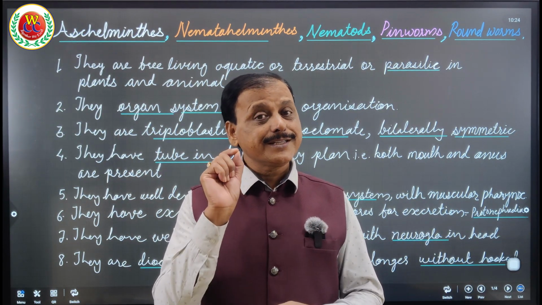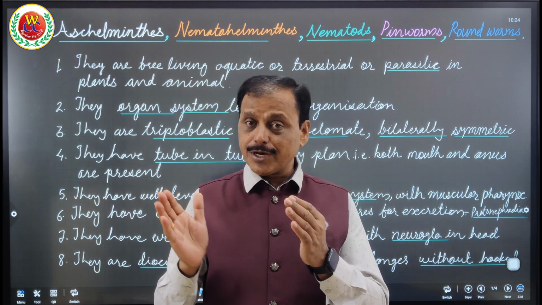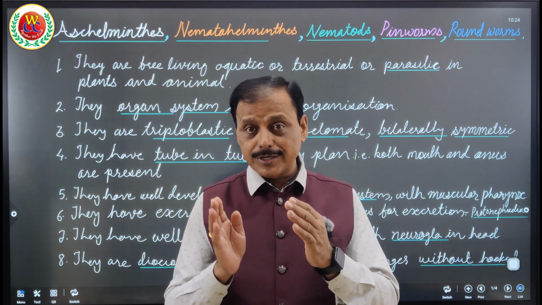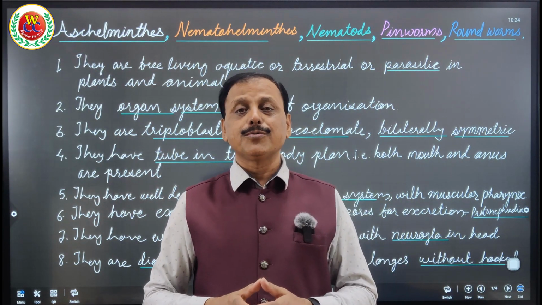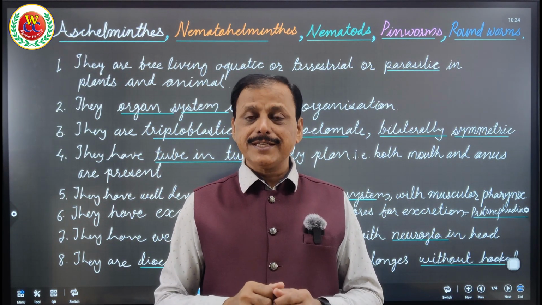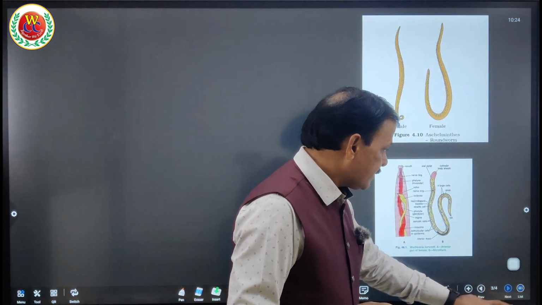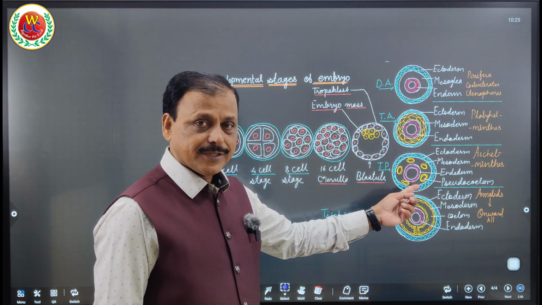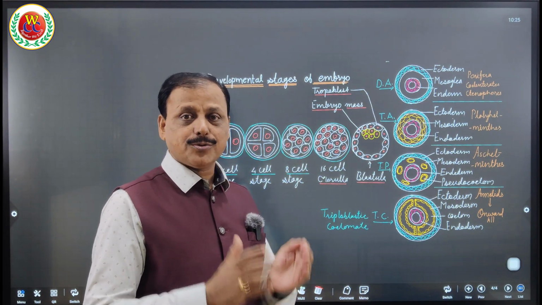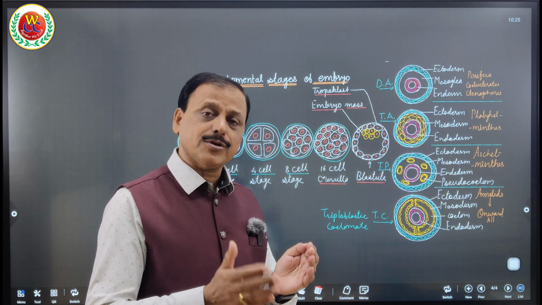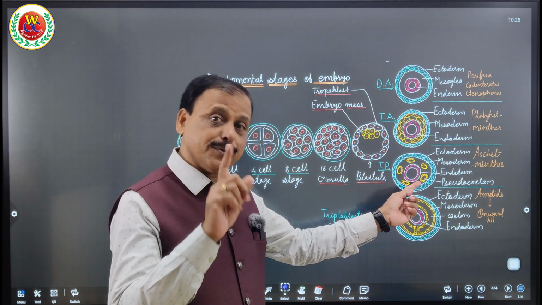Why am I concentrating on this point first? Because this is the very first time we learn about how evolution would have taken place, and how cellular level, tissue level, organ level and organ system level would have evolved. Here we can see this group of organisms, they are triploblastic pseudocoelomate. So I am concentrating on this first, because on the basis of it, the whole organization and characteristics of the organisms belonging to this phylum depend upon the type of embryo.